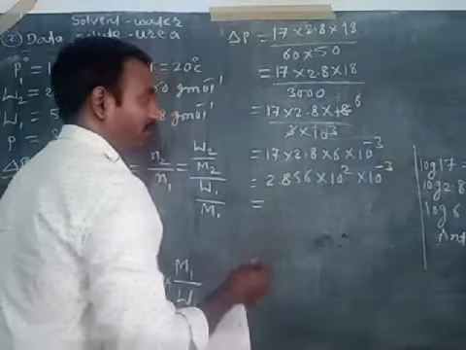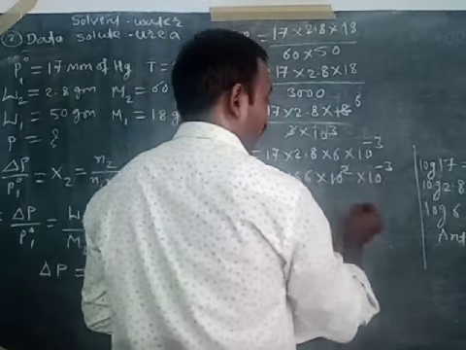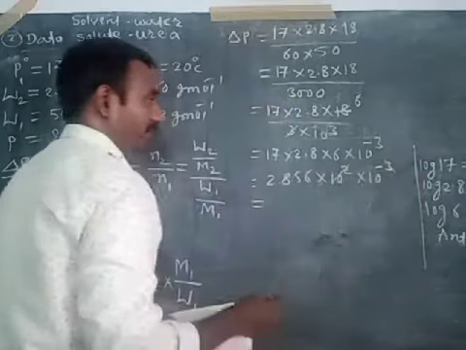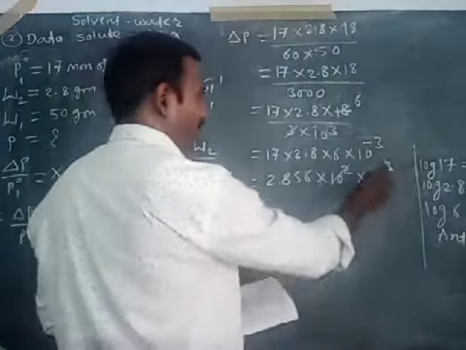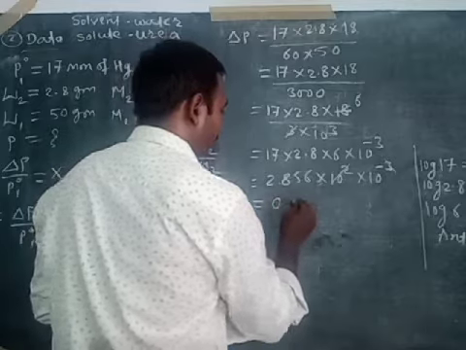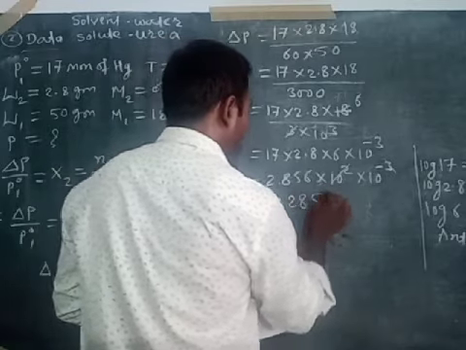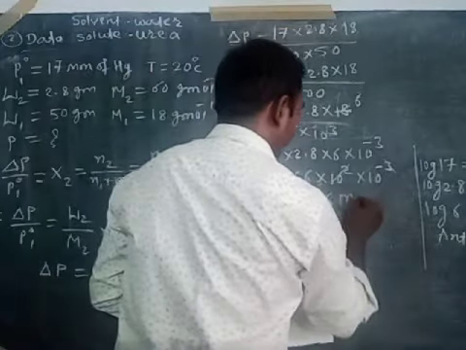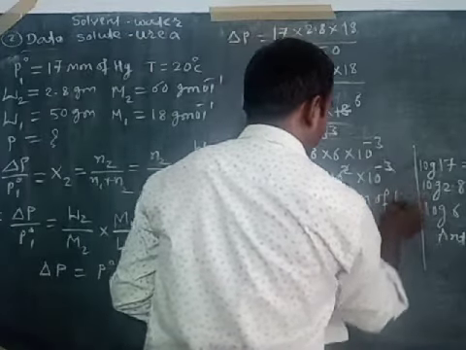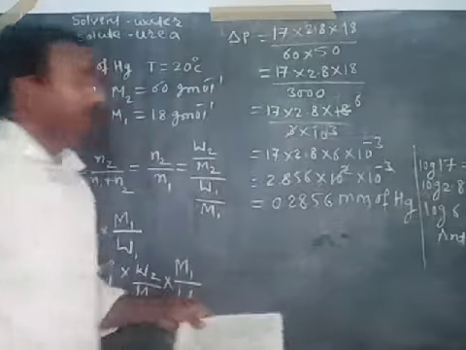Now the 10 raised to minus 2 will get cancelled with the minus 3, and that's why it will remain only 10 raised to minus 1. When we apply 10 raised to minus 1, the term will become 0.2856, and this is the pressure, that's why it is taken in mm of Hg. This is the value for delta P.